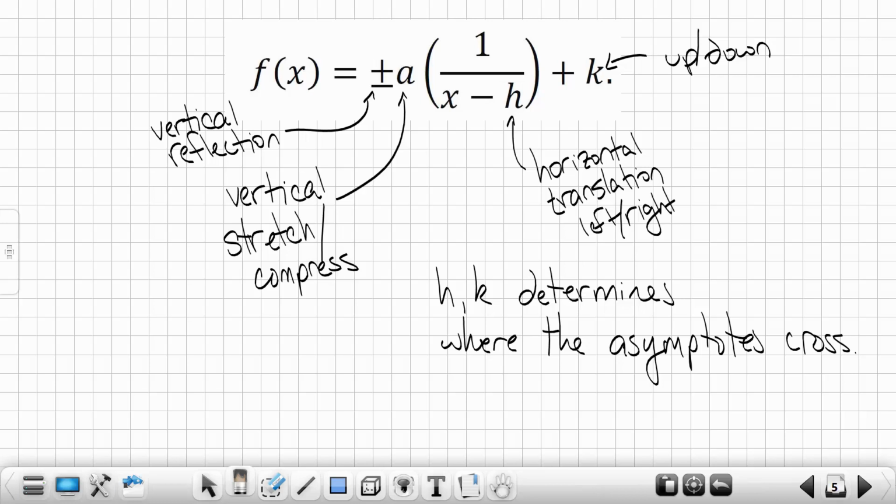So in our parent function, in our toolkit function, the standard 1 over x that is graphed at the top, where do my asymptotes cross at? You can look at it. Where do the asymptotes cross on that? The dotted lines, where do they cross? That's 0, 0. They cross at the origin, right? So wherever I've shifted this to, if you graph the dotted lines first, everything else comes into play pretty easy.